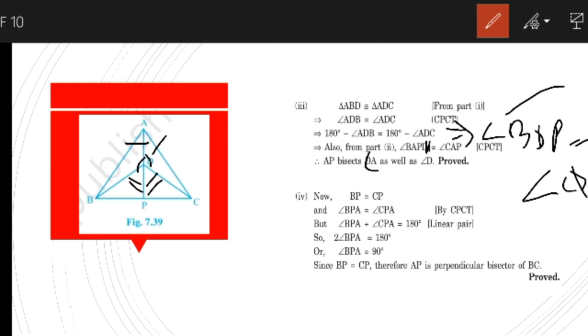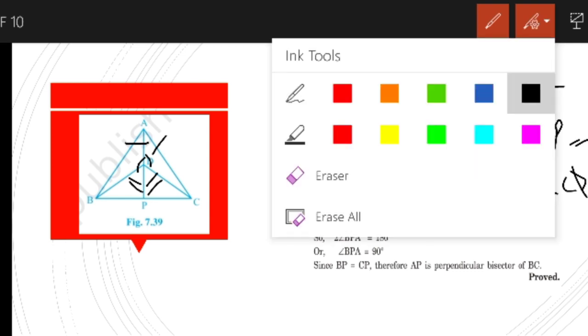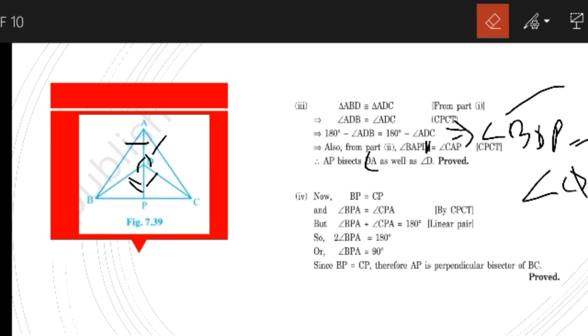Now the next thing that we need to show is that AP is perpendicular bisector of BC. That means AP is perpendicularly bisecting the line BC. That means also that at the point P we have to show the angle is 90 degrees and BP is equal to PC.